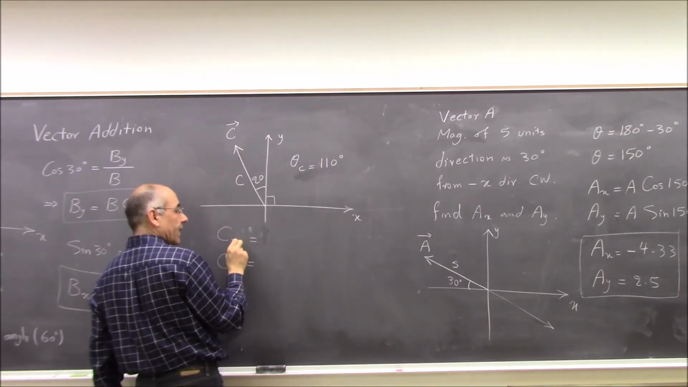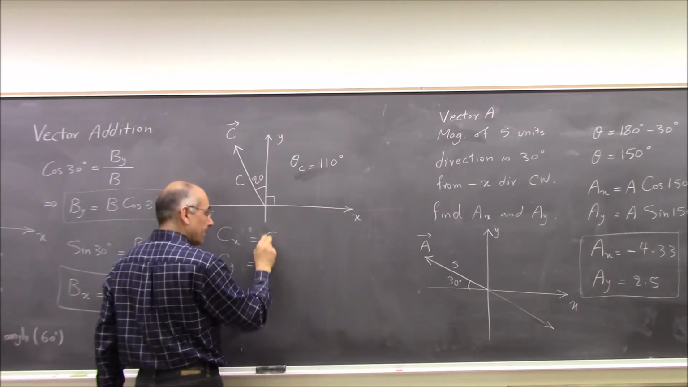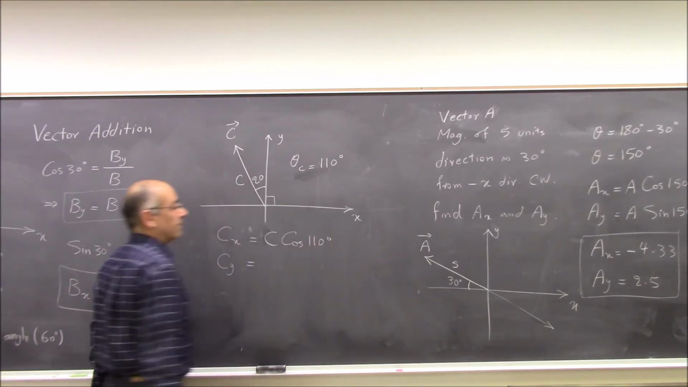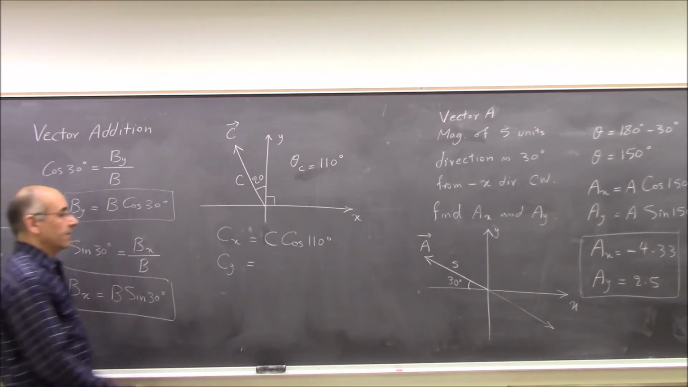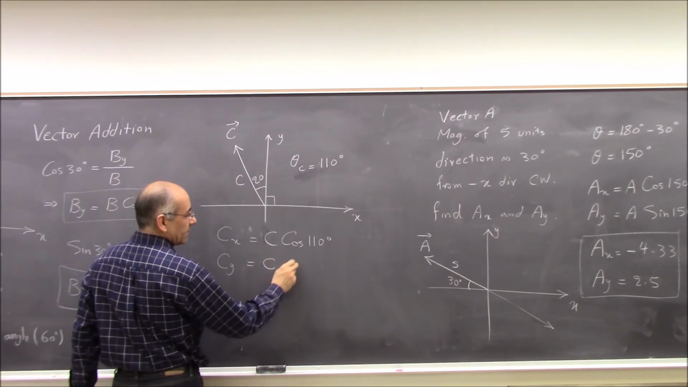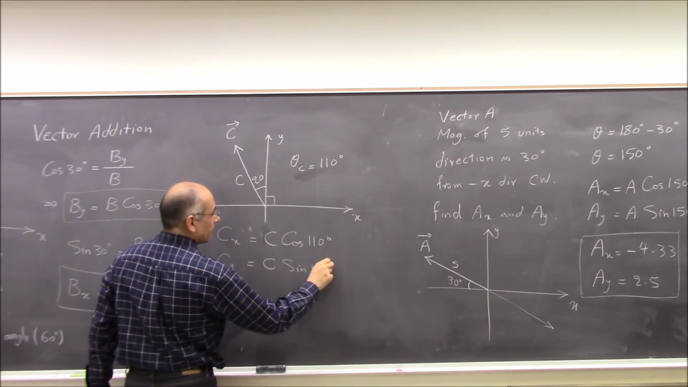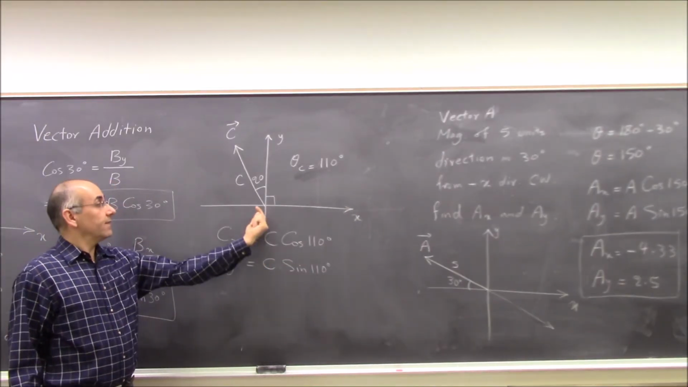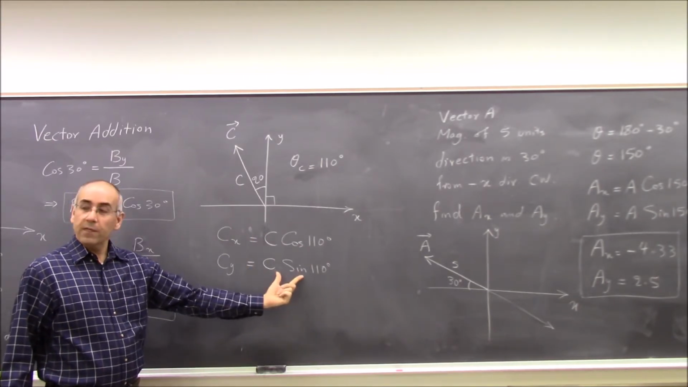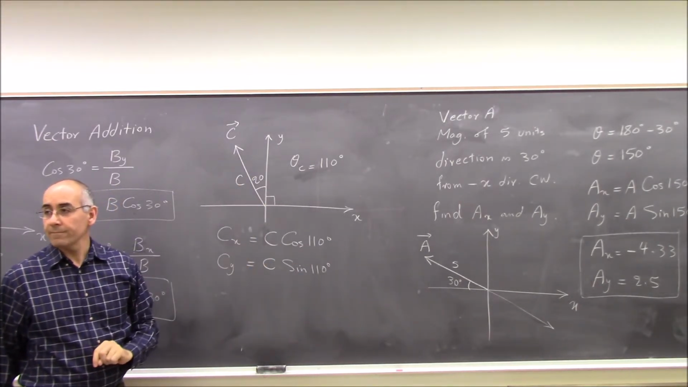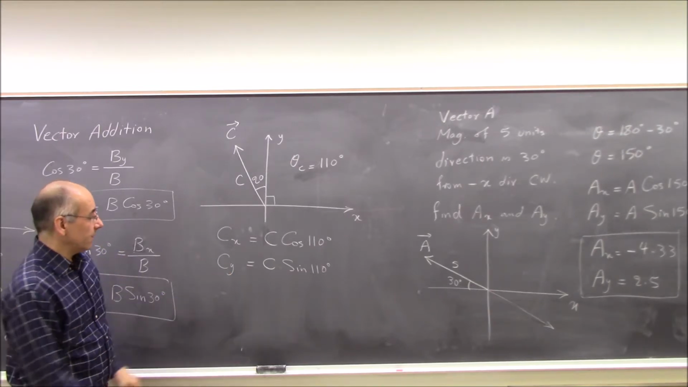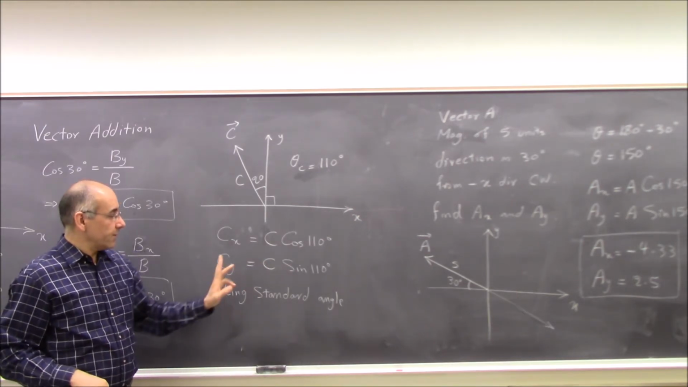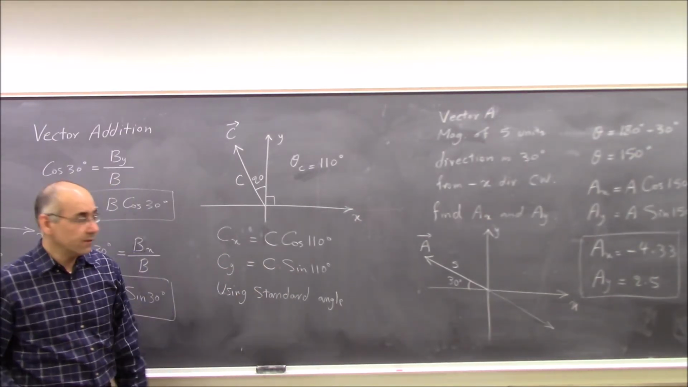So for the x component, just close your eyes and say magnitude of C times cosine of 110 degrees. That's correct. And Cy, you just say C sine 110. It happens that the x component becomes negative, and the y component becomes positive, as you expect. This is using the standard angle. Always, the x component comes with cosine, the y component comes with sine, and everything is fine.